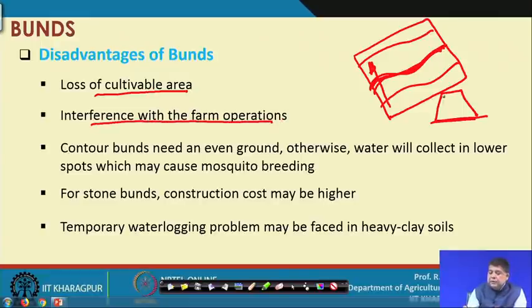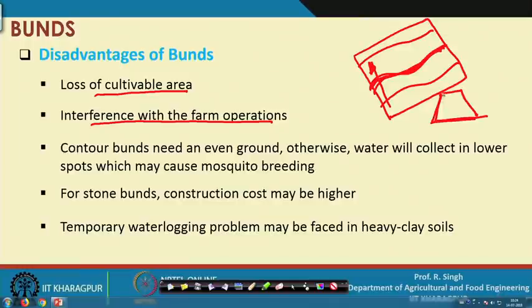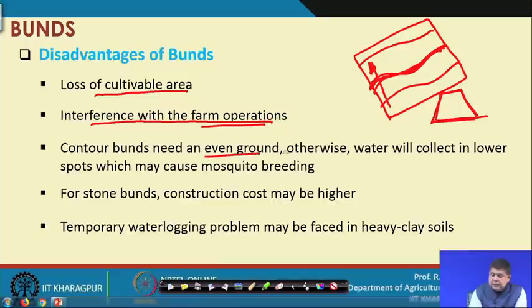Because if you want to handle large flow, then obviously the cross section of this bund will be much larger, and in that case they might interfere with the farm operations. Of course, while designing we try to see that the farm operations are not affected, but sometimes it becomes inevitable. Then contour bunds need an even ground, otherwise water will collect in lower spots, which may cause mosquito breeding.